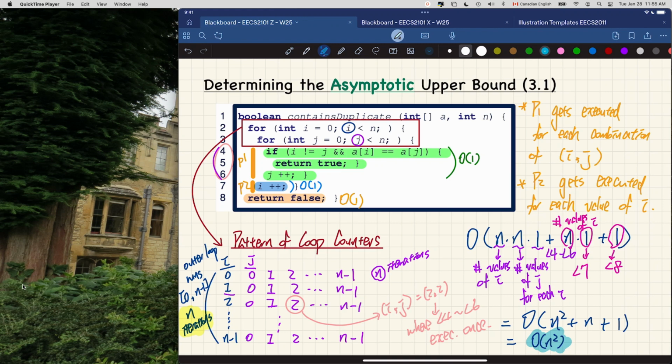But to really get full credit, we need to show the process, especially how the loop counters are going to change. That's the thing I'm looking for. And we're going to do one more example today where the patterns will be a little bit trickier.